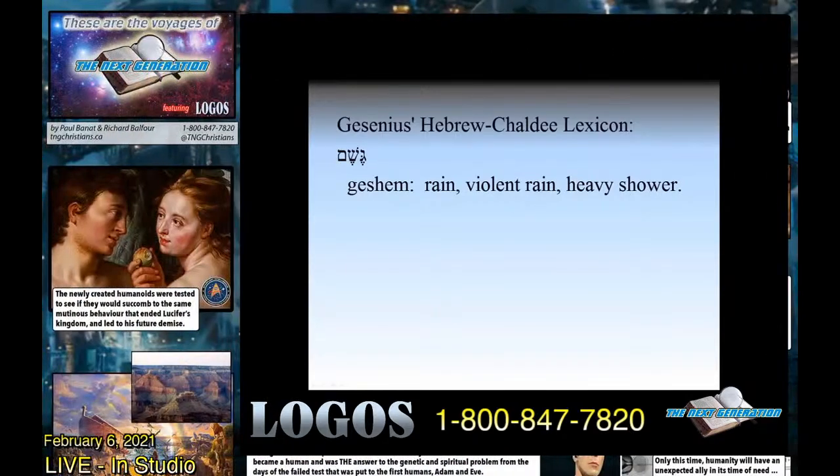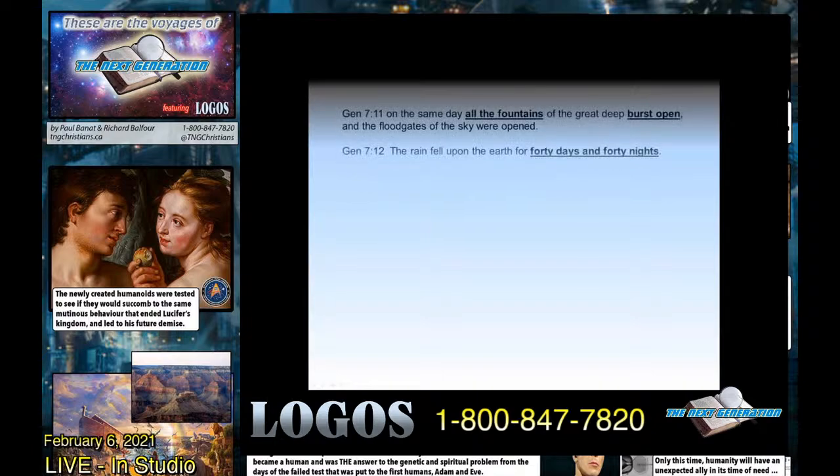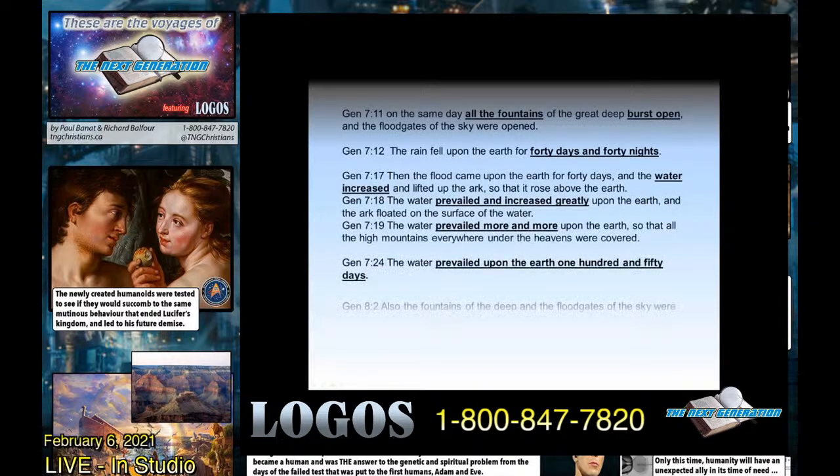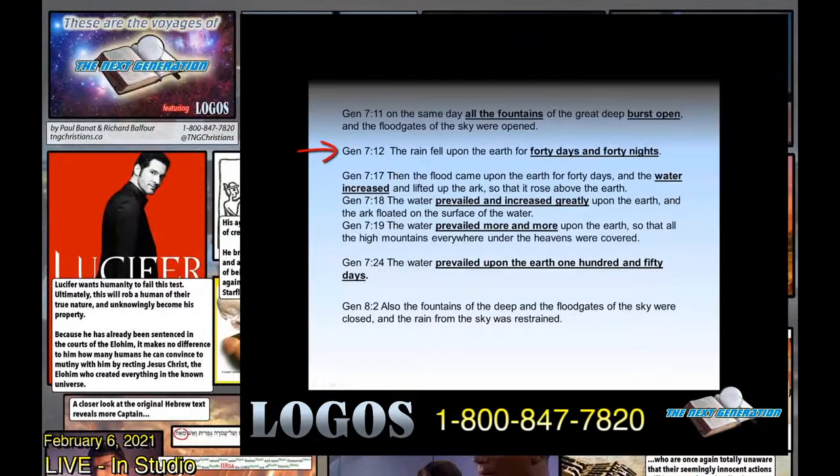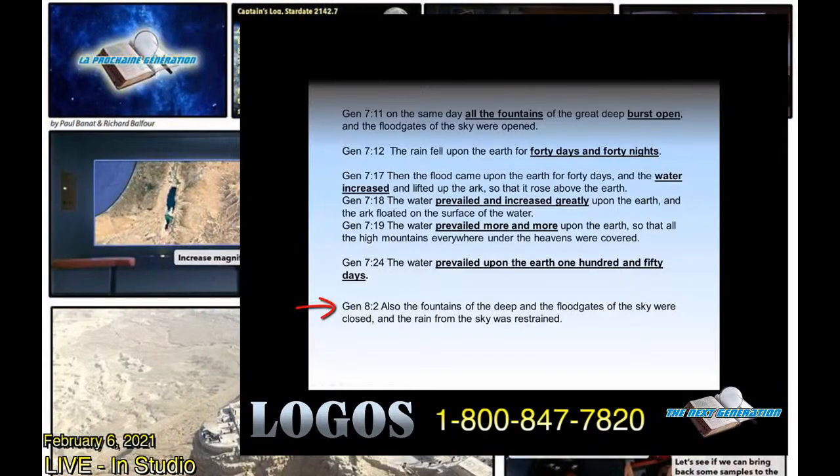Hydroplate theory sees the heavy rain as having a cause-effect relationship with the fountains of the deep. Notice the initial cause described in Genesis 7:11 was the bursting of the fountains. Then heavy rains are mentioned. In verse 12, we see that the rain was continuous day and night for 40 days, so this was not like the rain we know today. Later in Genesis 8 verse 2, again the fountains are listed first as closing and then the rains were restrained.